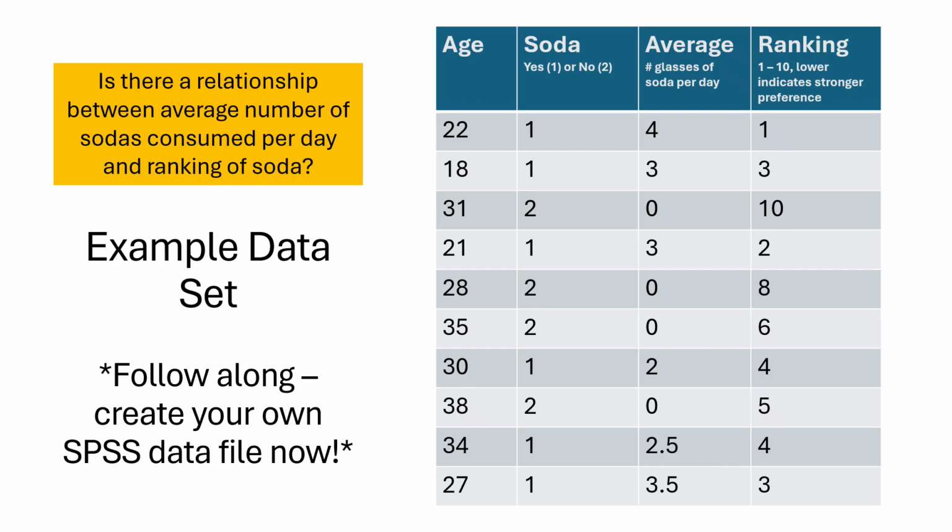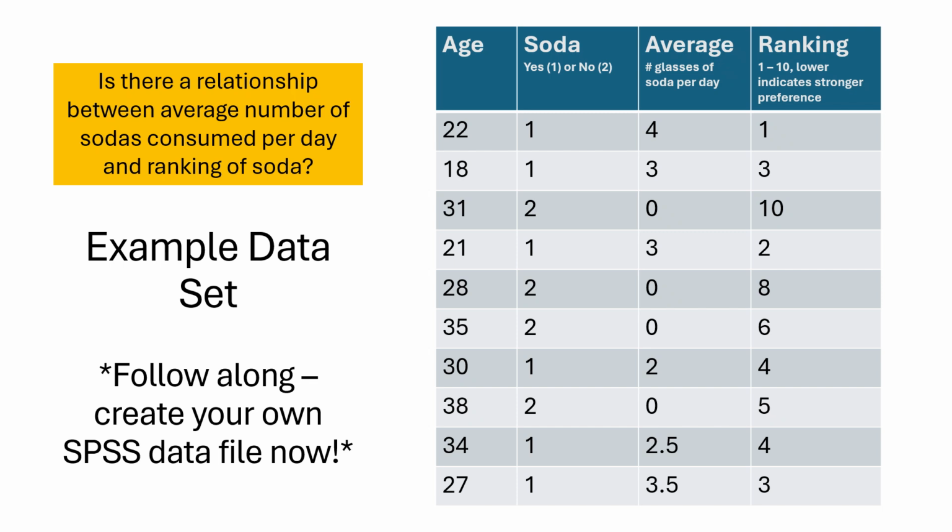So for this Spearman's R, we're going to look, is there a relationship between average number of sodas consumed per day and ranking of soda? So since we have ranking of soda, that's ordinal. Our average number of sodas is ratio, but since you have a ranking, you can't do a Pearson's R, so we will be doing a Spearman's.